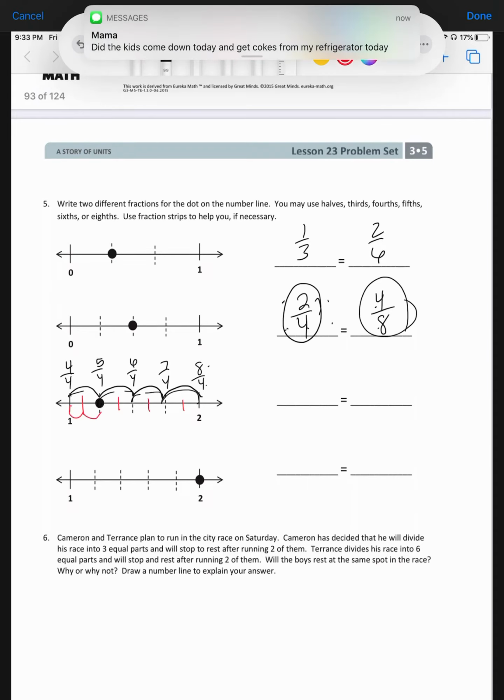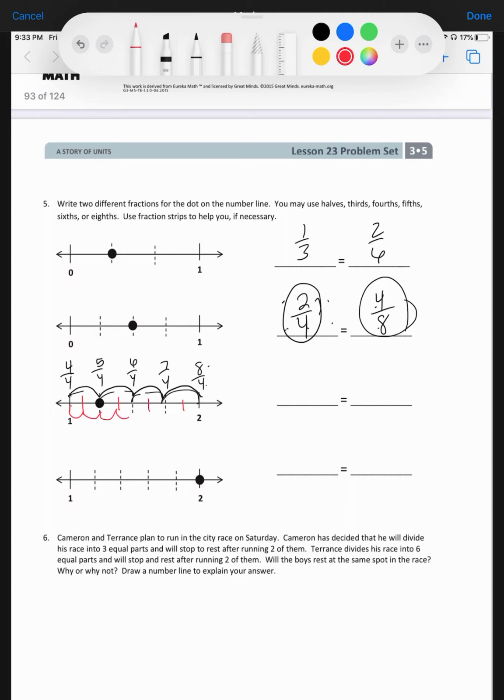1, 2, 3, 4, 5, 6, 7, 8. So we start at 1, so that's going to be what? 8 eighths, 9 eighths, 10 eighths, 11 eighths, 12 eighths, 13 eighths, 14 eighths, 15 eighths, 16 eighths.